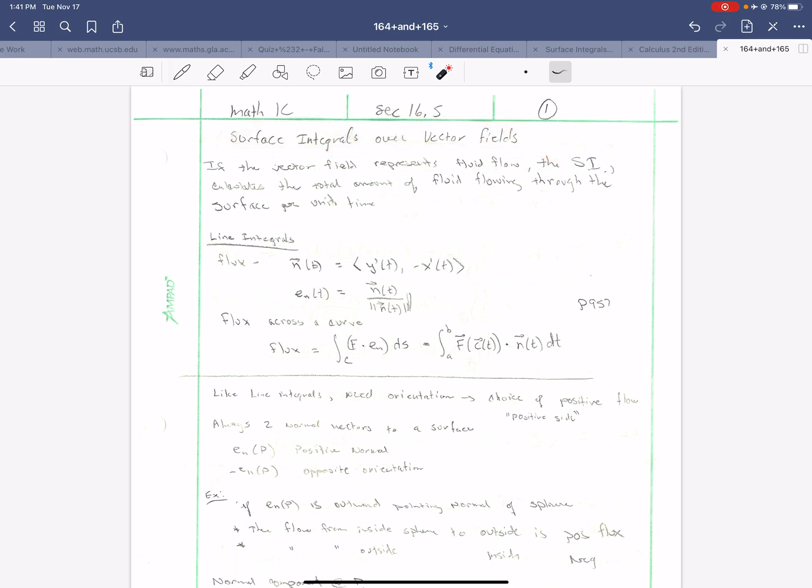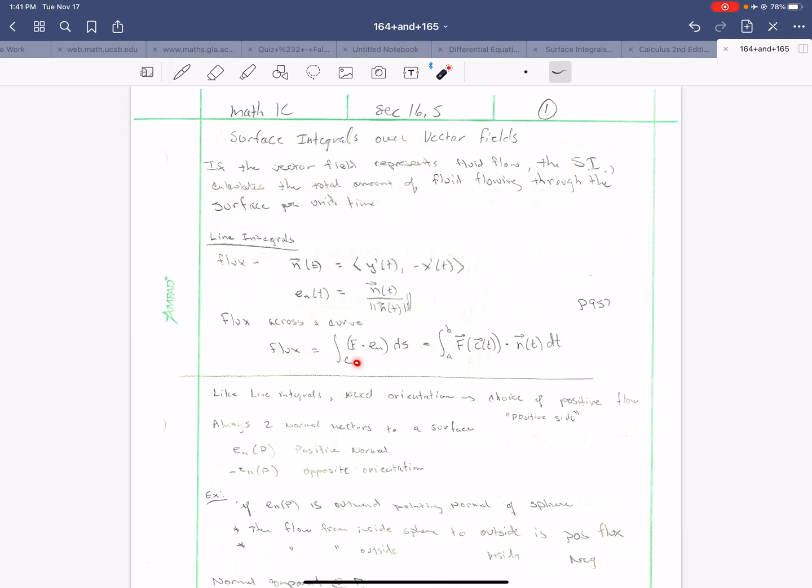The first thing I want to point out is that if that vector field represents some fluid flow, meaning like the flow of water through a river, then the surface integral, SI is my abbreviation for surface integral, calculates the total amount of fluid flowing through the surface per unit time.